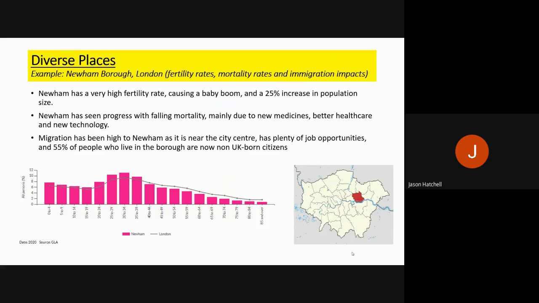Migration has had quite a large impact on Newham, especially because it's near London city centre, which has plenty of job opportunities. 55% of people who live in the borough are now also known as non-UK born citizens. So population does play a major role here when looking at immigration, and it's clear that immigration has had an impact in Newham.